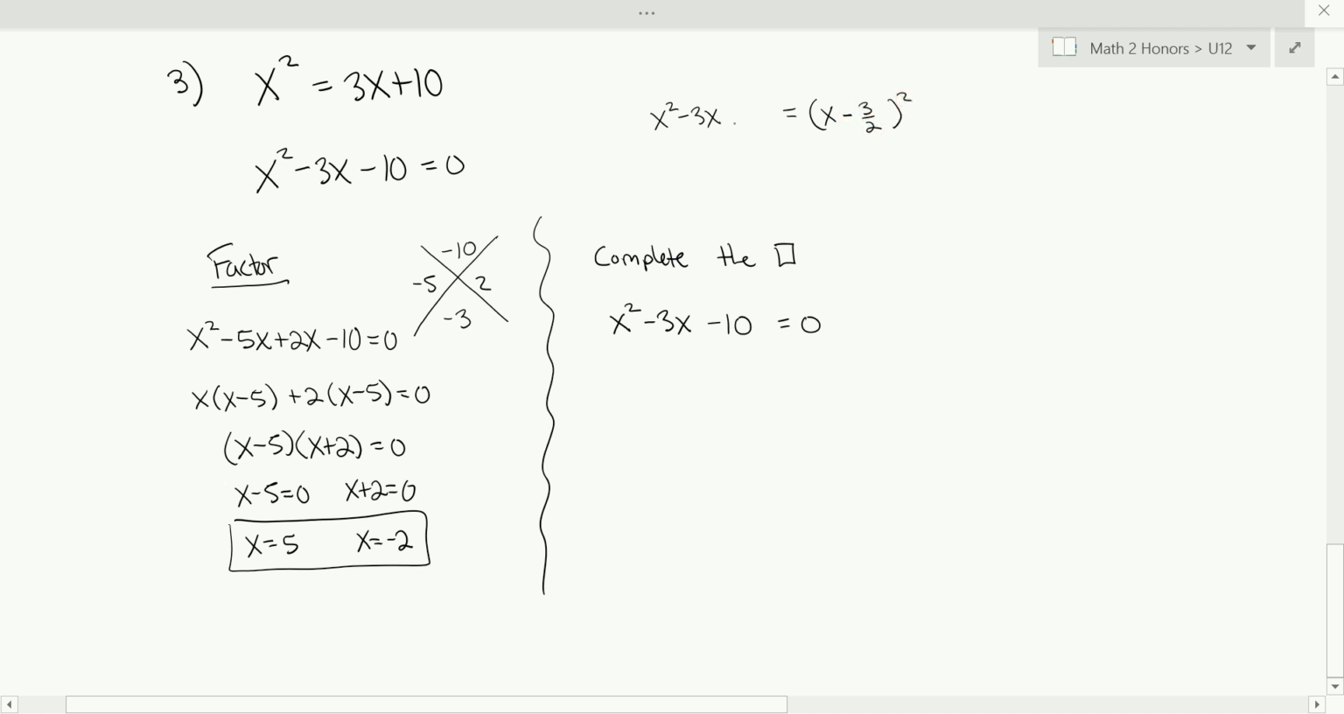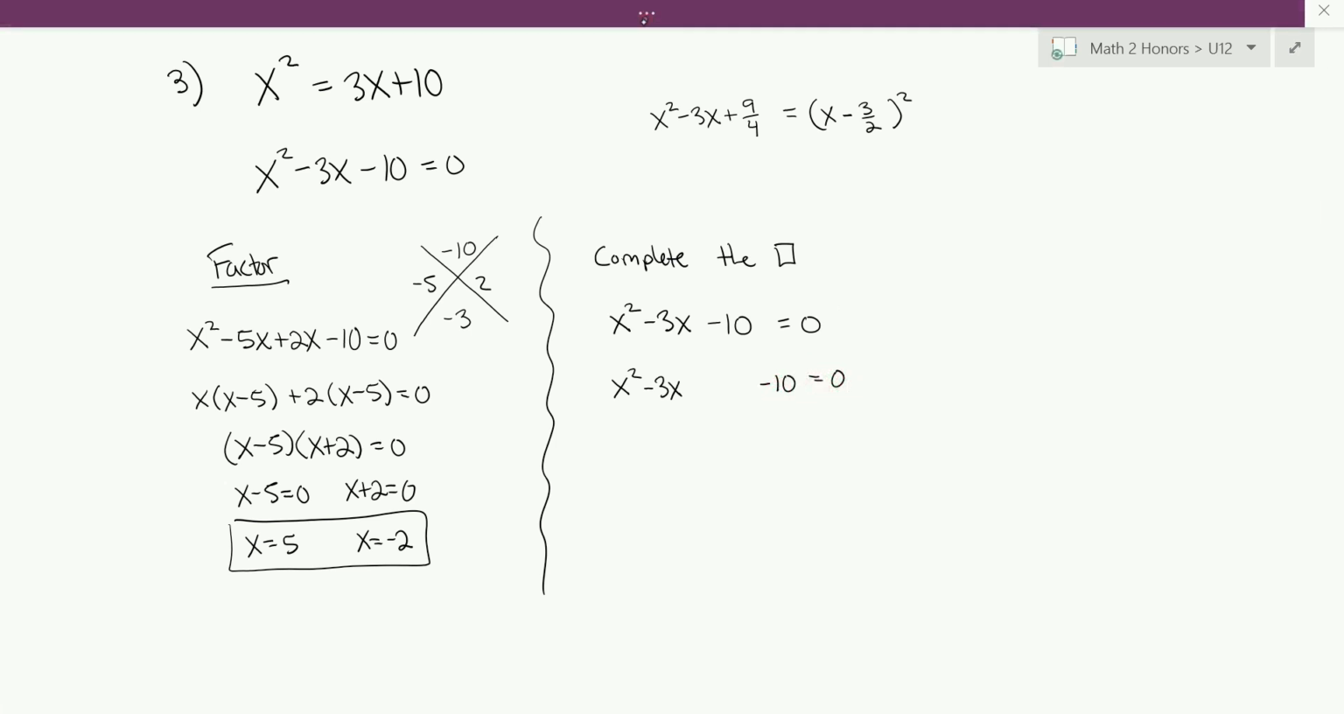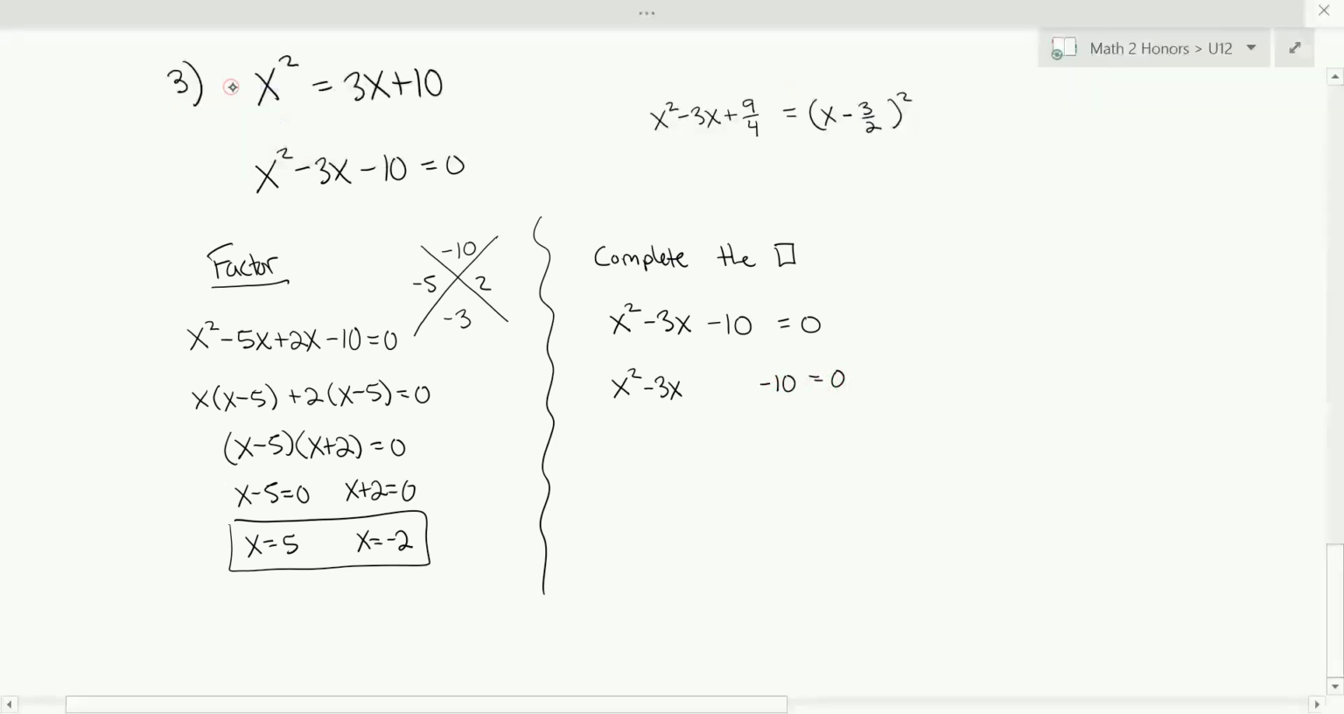And so what should we add to it to complete that square? You square it. What's 3 over 2 times 3 over 2? 9 over 4. So that is what we're going to have to add. So we got x squared minus 3x. We still have the minus 10. I'm just going to scoot that over a little bit. And the thing we're going to add in is 9 over 4.